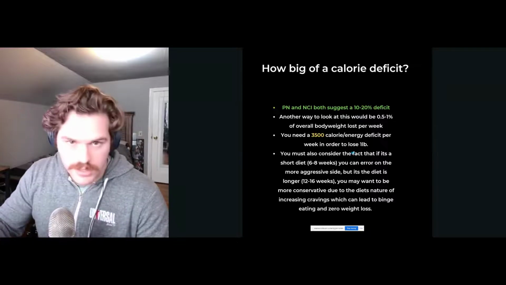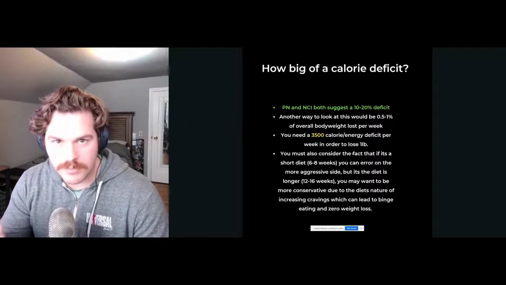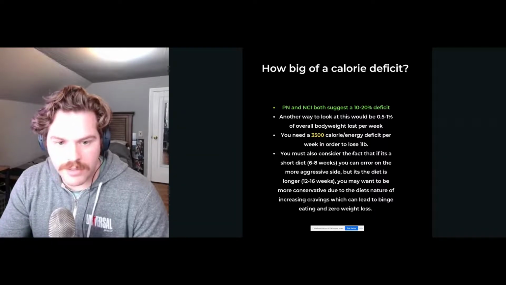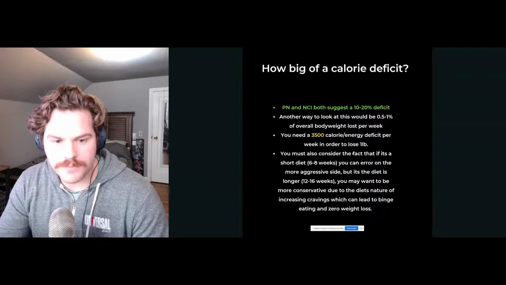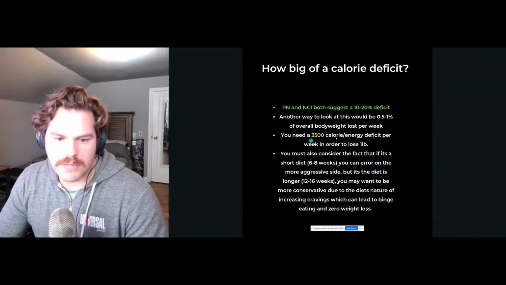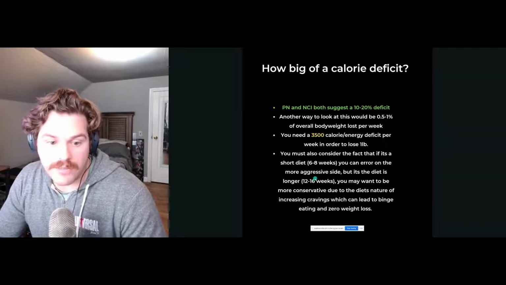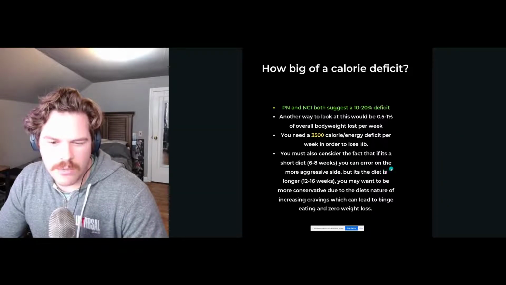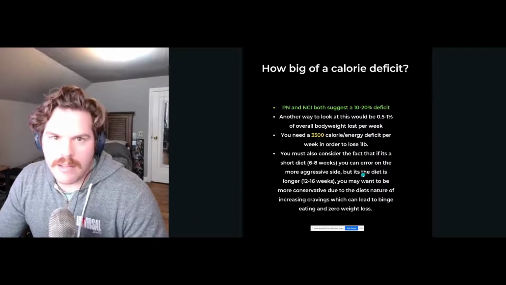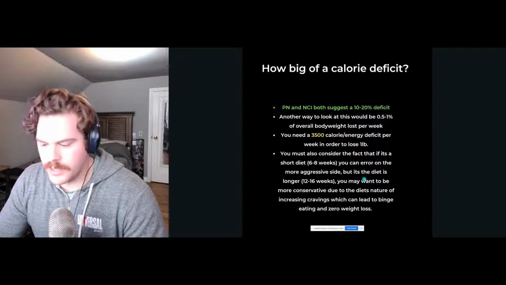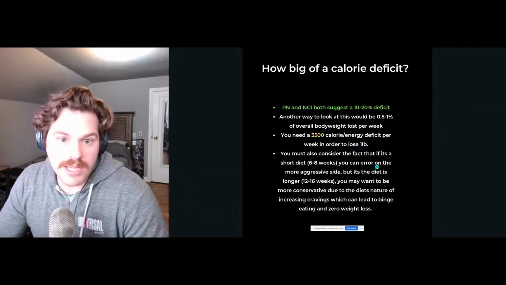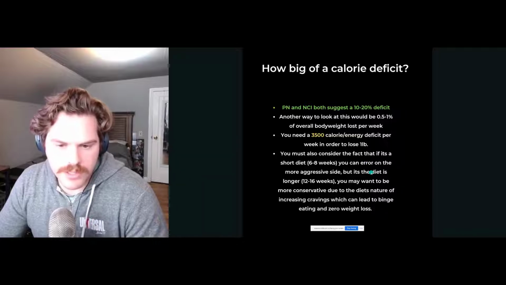If I did everything else the same, my same workouts, my same amount of moving for the most part, and I reduced my calories by 500, I would lose 1 pound per week. Okay? So then you go, I need to consider whether it's a short diet, 6 to 8 weeks, where you can err on the more aggressive side. So maybe I want to lose 1.5 pounds per week or 2 pounds per week. In that case, maybe I'm not eating 1,900, maybe I'm eating 1,600 or 1,500.